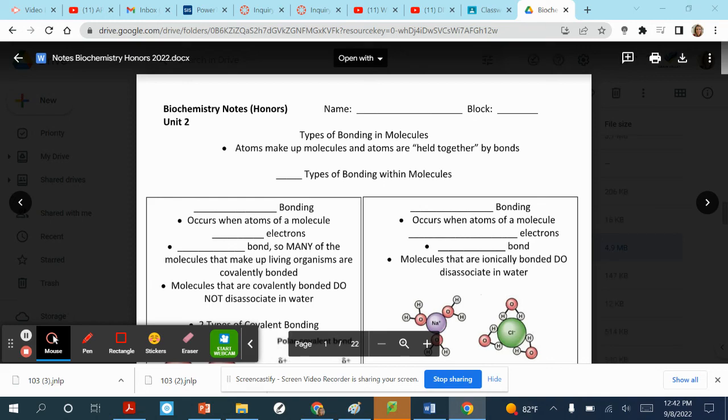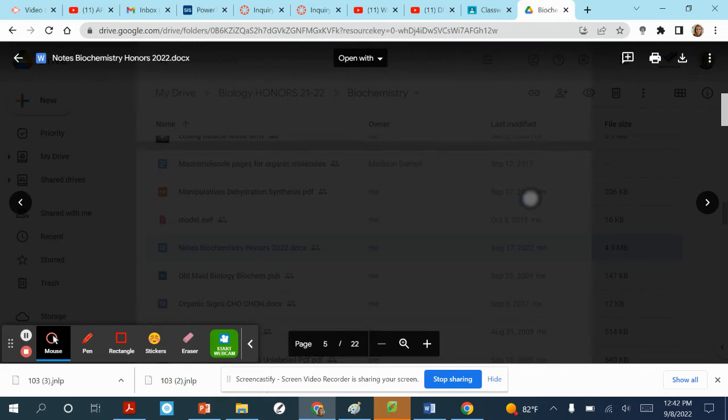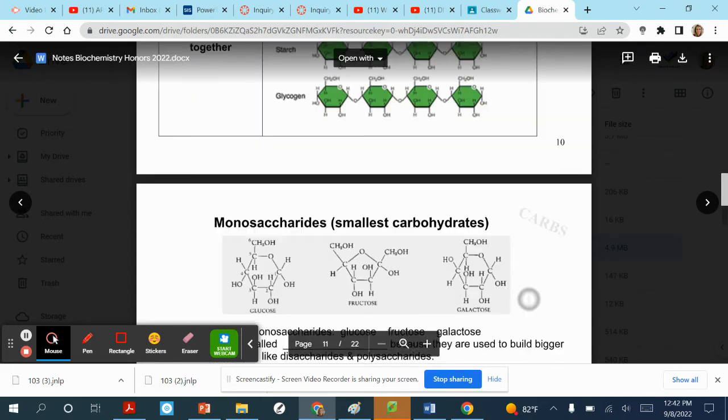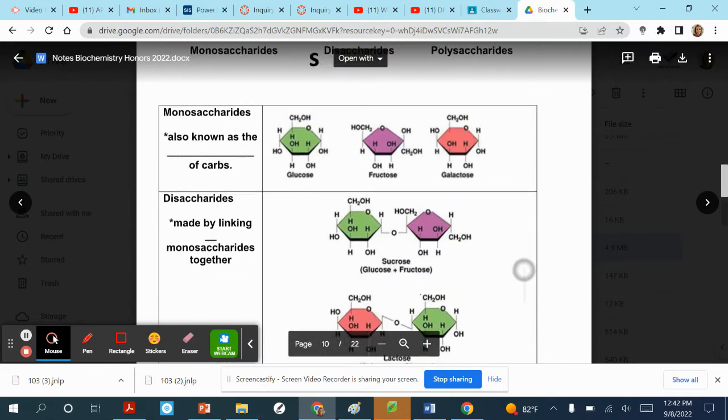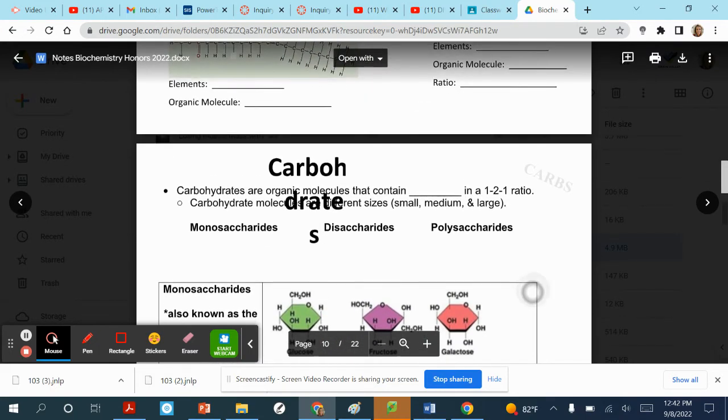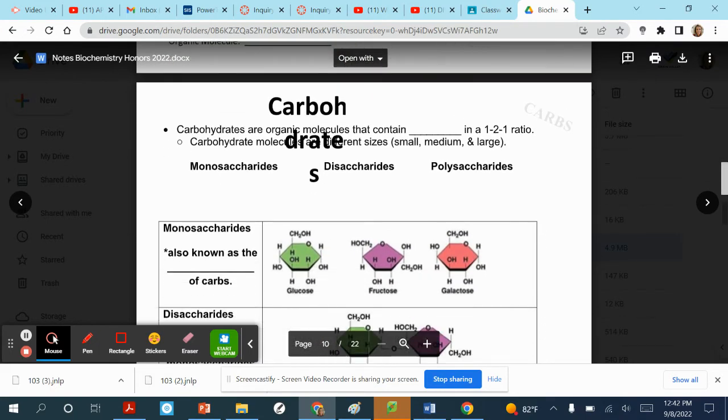Now we're going to focus on some carbohydrates. We're going to zoom through these pages and start on the top of page 10, which looks a little odd on my screen, but hopefully it should look normal in your notes. We're going to be looking at specific information about carbohydrates.